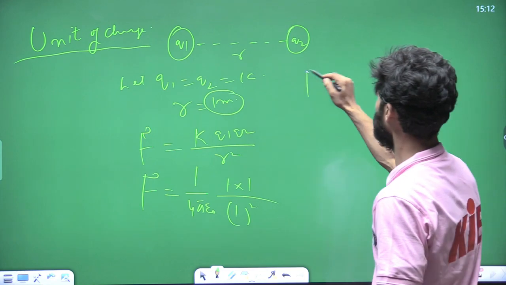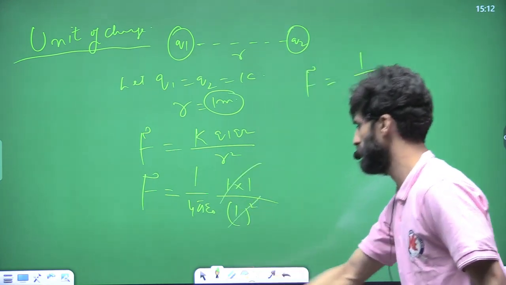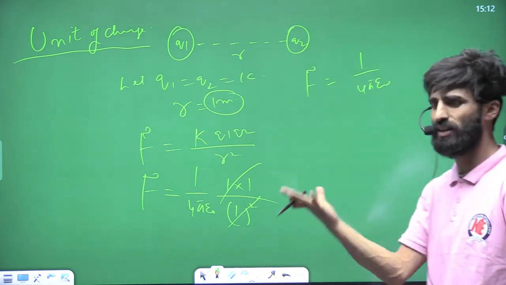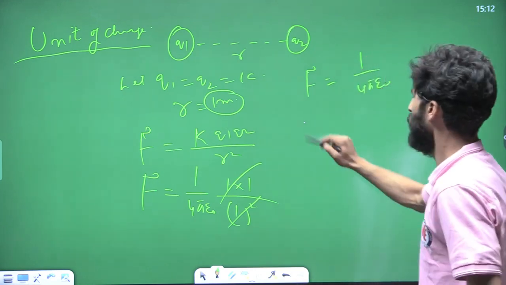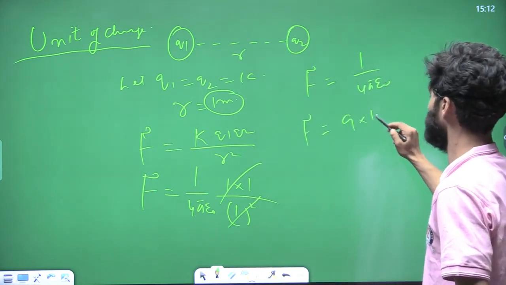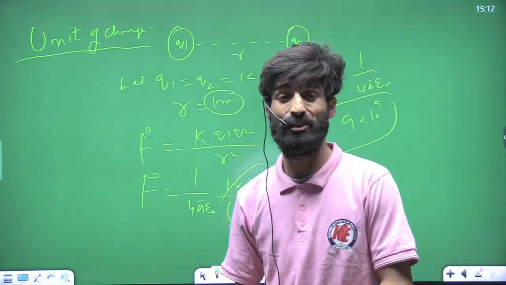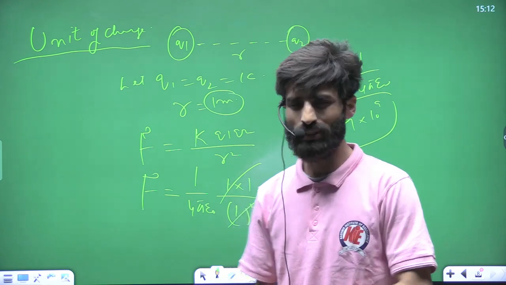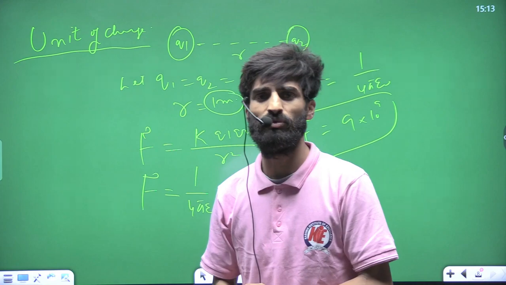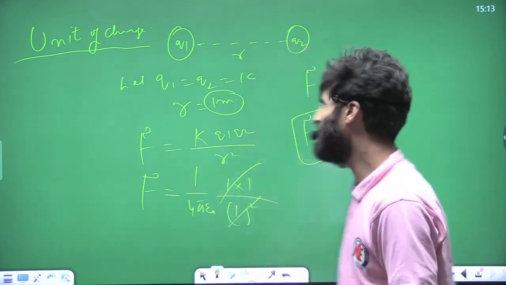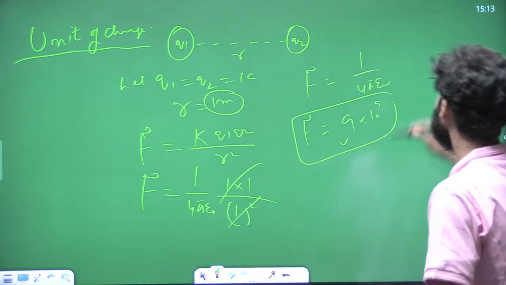So F is equal to 1 by 4 pi epsilon, because this is going to be cancelled out. That's 1 by 1, which is always 1. So 1 into 1 by 4 pi epsilon, that's 1 by 4 pi epsilon. And we know that 1 by 4 pi epsilon is always 9 into 10 the power 9. So we are going to have the force of 9 into 10 the power 9 Newton. That means whenever you discuss 1 coulomb, it can exert the force of 9 into 10 the power 9 Newton.